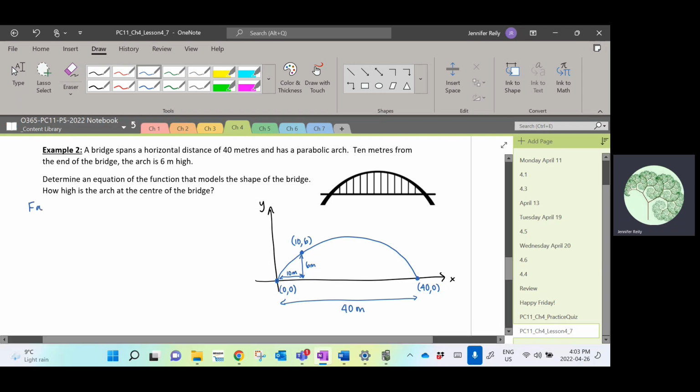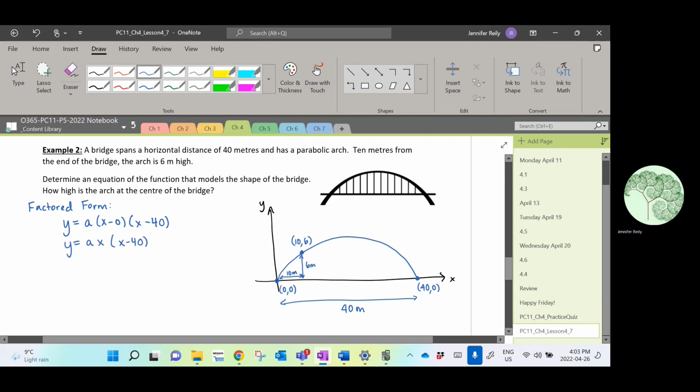I'm going to start in factored form. Whenever you are given the x-intercepts, it's a good idea to start in factored form. So we know that we don't know the a value for this equation, but we do know that the two brackets would be x minus 0 and x minus 40. In fact, you don't need to really subtract by 0 if you don't want to, so you can simplify this to a times x times (x minus 40).